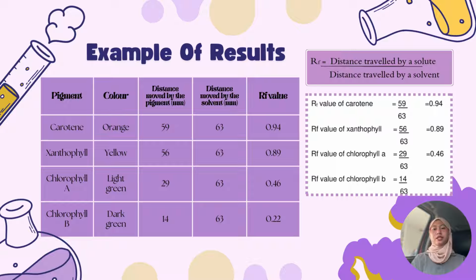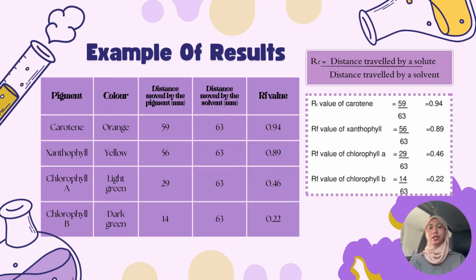Carotene traveled the furthest distance at 59 mm, followed by xanthophyll at 56 mm. Chlorophyll A and chlorophyll B traveled shorter distances of 29 mm and 14 mm respectively. Using these values, the Rf value of each pigment was calculated using the equation, which is the distance traveled by the solute divided by the distance traveled by the solvent. For example, the Rf value of carotene was obtained by dividing 59 mm by 63 mm, giving an Rf value of 0.94. The same method was applied to xanthophyll, chlorophyll A, and chlorophyll B to obtain their respective Rf values.